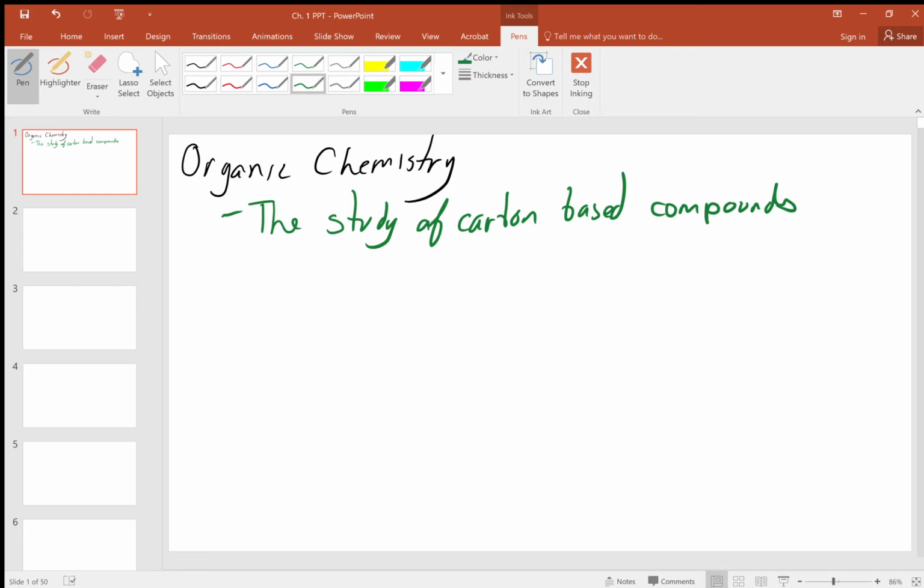So of this entire periodic table that you learned about in general chemistry, here in organic chemistry, we're going to focus on one element, and that's carbon.